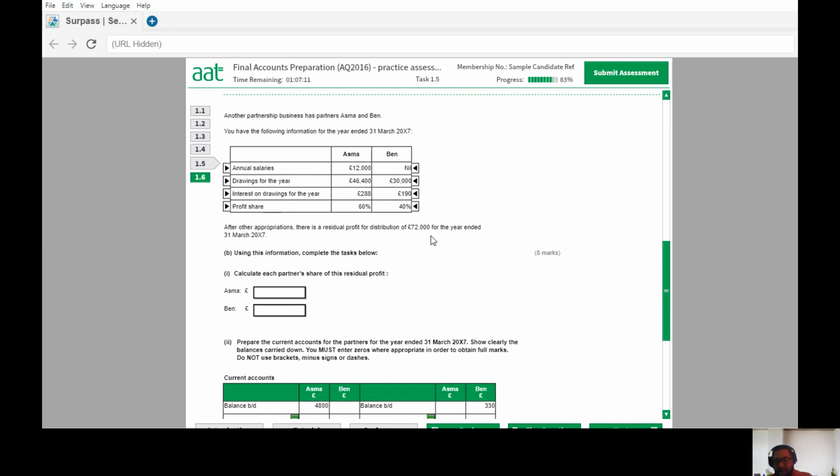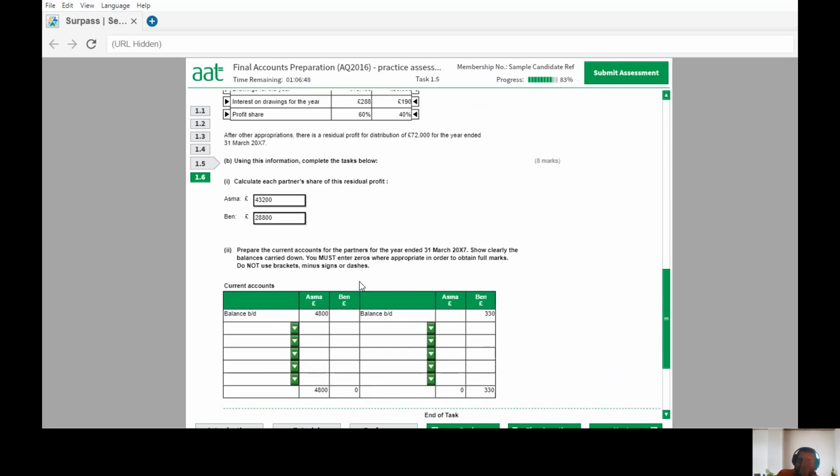So whatever we got left now is £72,000. Asma takes 60% of the profit, so it is going to be 60% multiplied by 72,000. It's going to be 43,200. And Ben will have whatever is left over. It's going to be 28,800. Now we're going to go into the partnership appropriation account.